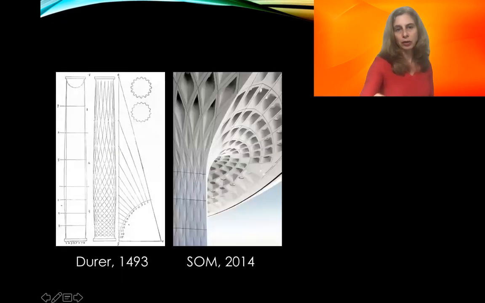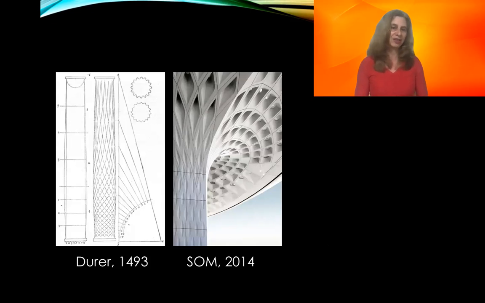And what I want to do is to compare this work by Dürer in 1493 to the work of Skidmore, Owings, and Merrill in 2014, both designing columns. And just to illustrate how much Dürer was ahead of his time, the same kind of distortions that SOM is using in sort of a parametric column design that's stretching and altering as you move higher up, Dürer was playing with these same ideas before computers back in 1493, simply using graphic tools to try to kind of understand how you could play around with these sorts of stretchings and distortions.